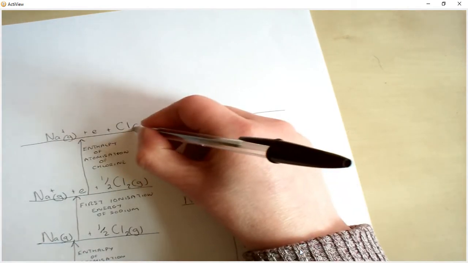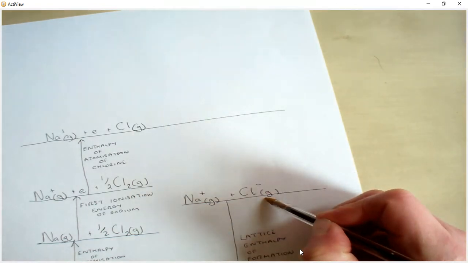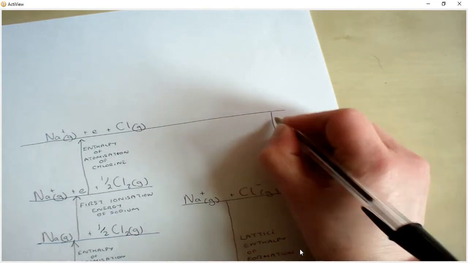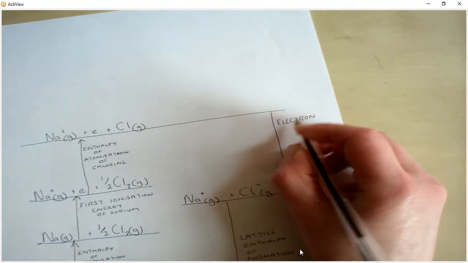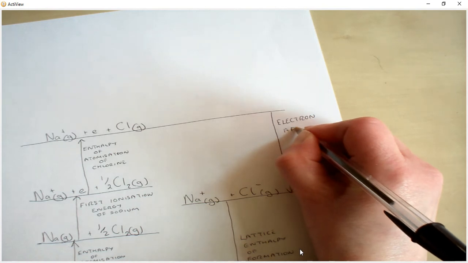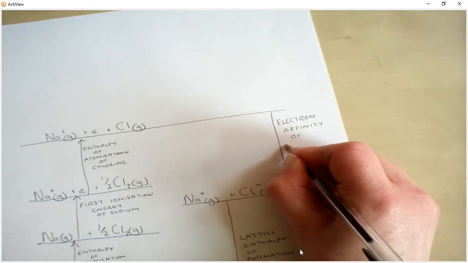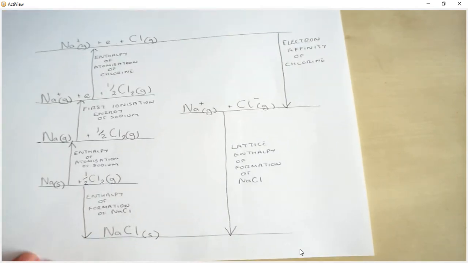And then my last one is Cl as a gaseous atom being turned into a gaseous chloride ion. And I'm going to put the arrow going down there. This is my electron affinity. So that's my electron affinity of chlorine. Okay, so now, I'm not sure if we can get that all in on one. Okay, so that's the completed Born-Haber cycle for sodium chloride.